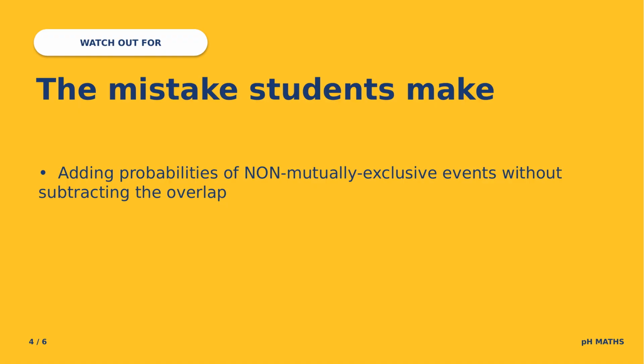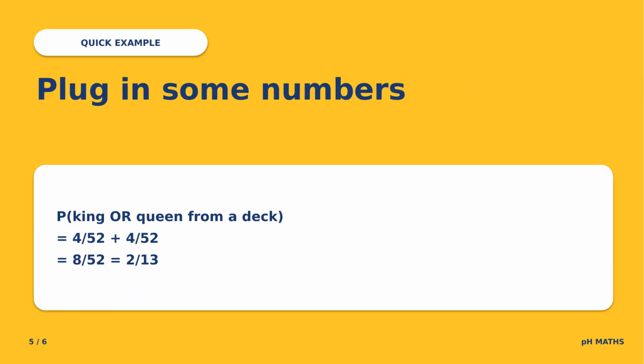Common mistake. Adding probabilities of non-mutually exclusive events without subtracting the overlap. Draw a card from a deck. The probability of a king or a heart. Or some cards are both, the king of hearts. So you double counted if you just added. That's the overlap correction.